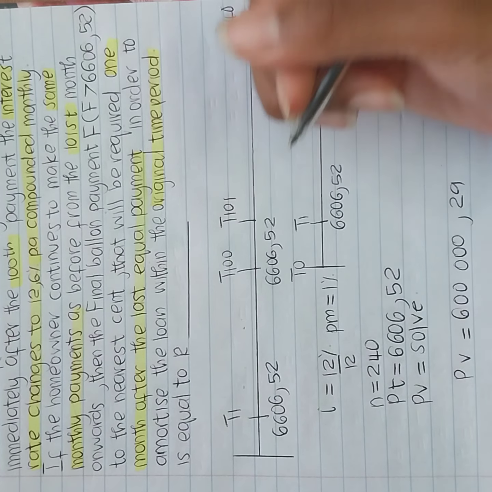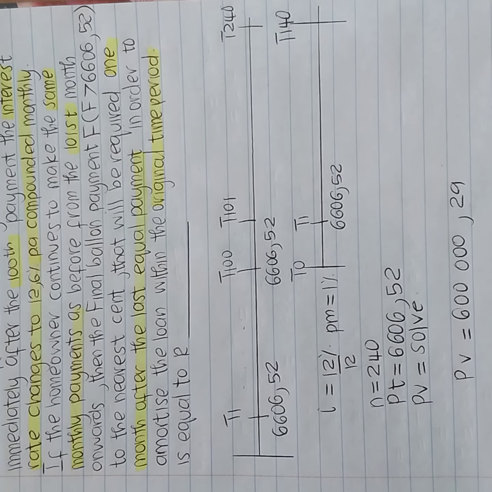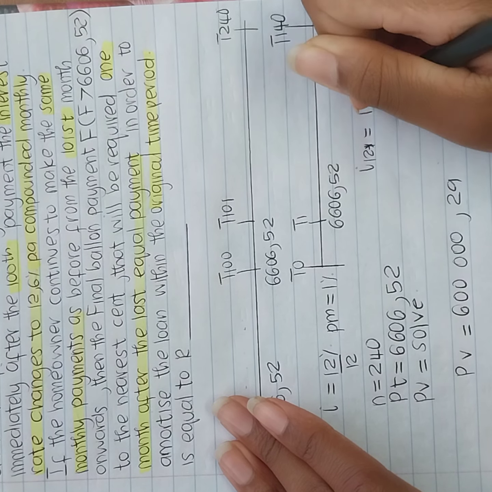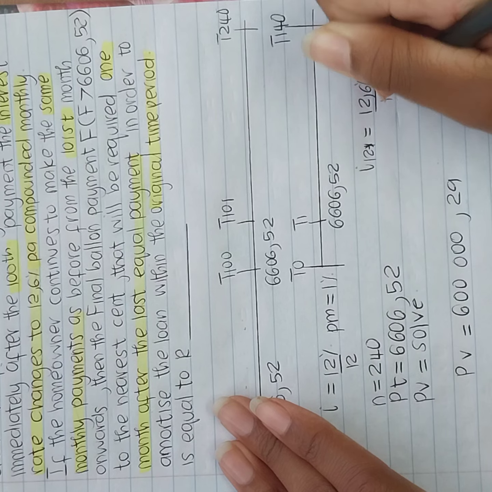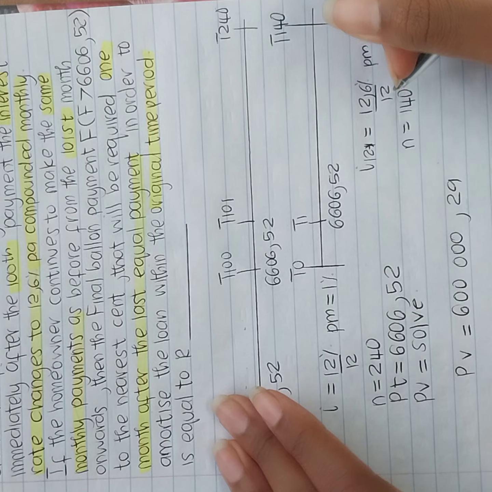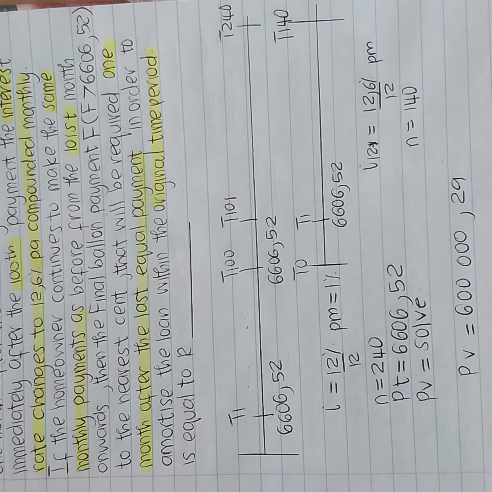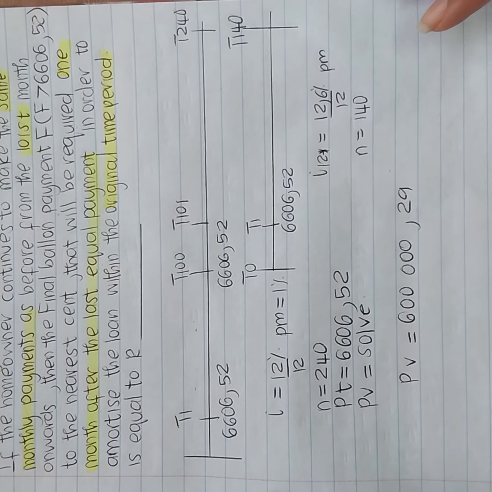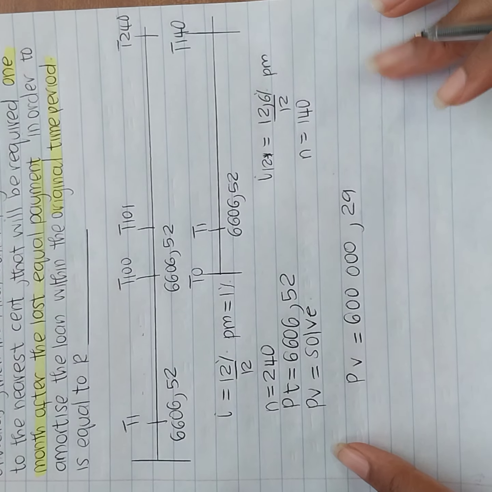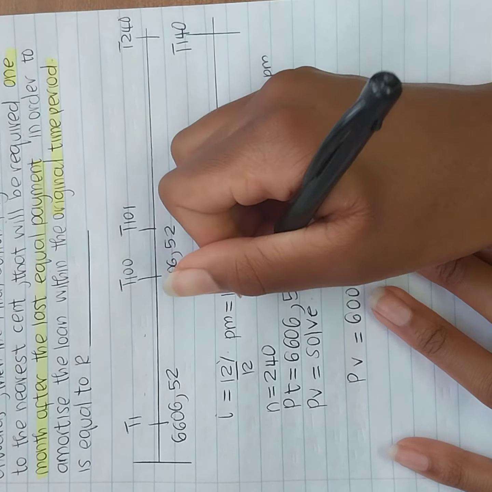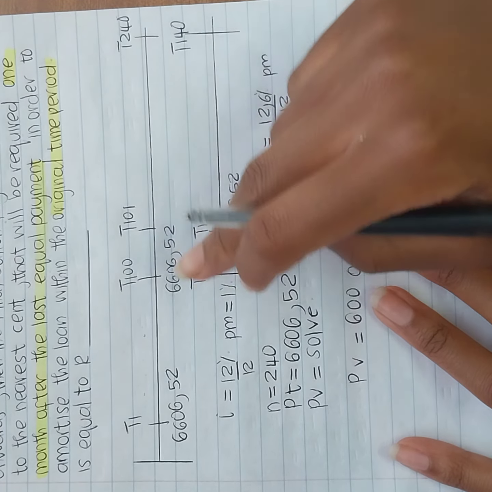So this is T0, right? And they said that the I is now 12.6% per annum compounded monthly. So my I12 star is 12.6% over 12 per month. My N is 140, right? Okay, cool. I hope you guys can still see. Okay, there we are. So we need to now know what our PV at T0 is.